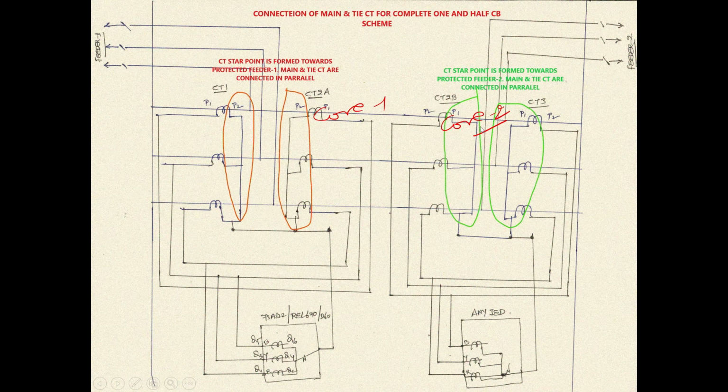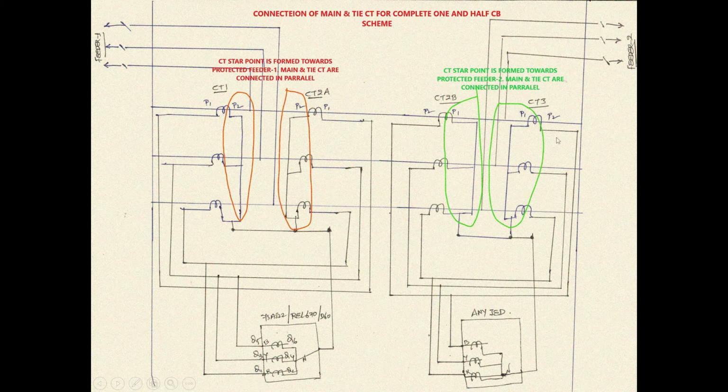So P1 of R phase is connected with P1 of Y phase, which is connected with P1 of B phase to form the star points. Similarly, for CT3, your primary side P1 is towards the protected object side. That's why you have to form the star points on the P1 side. Now, once these star points are formed, the remaining connections are very simple.